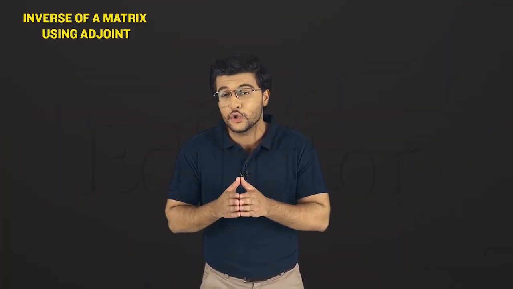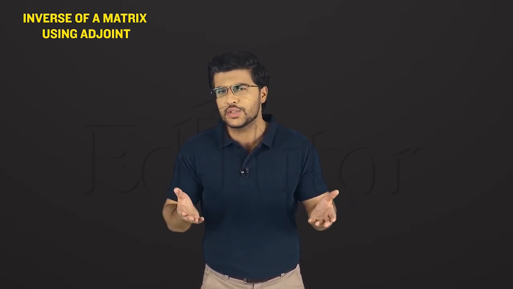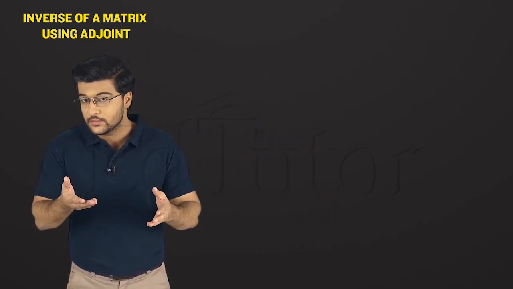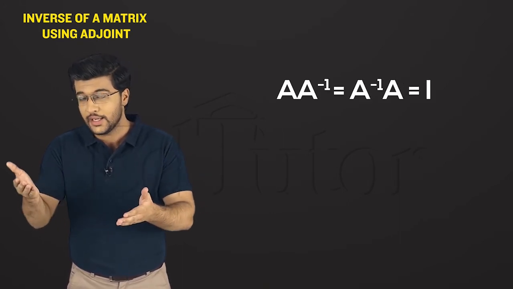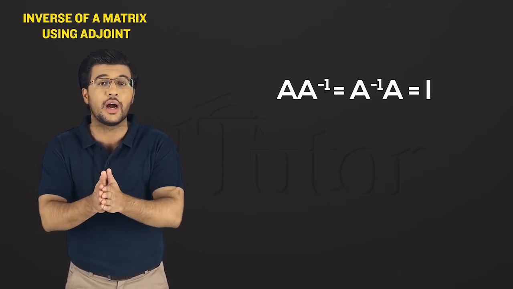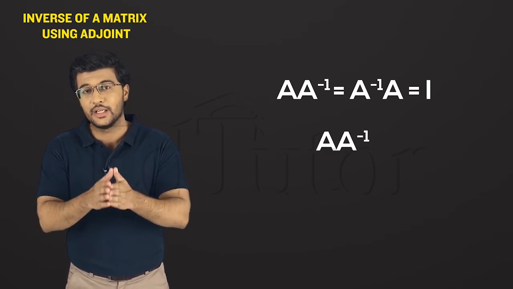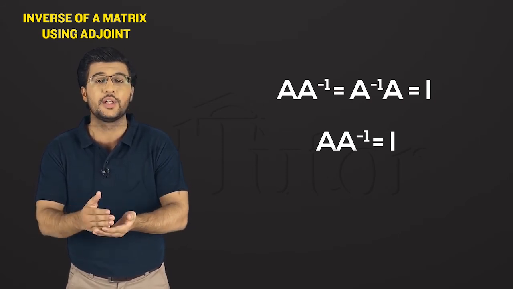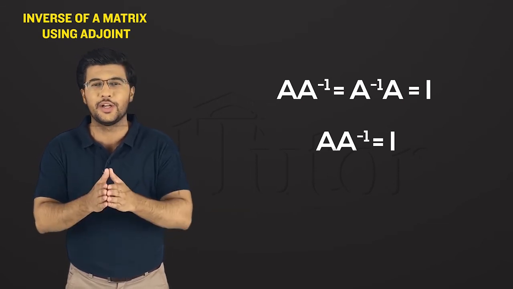But how can we be sure that this matrix is actually the multiplicative inverse and not just any matrix with some random numbers? Remember this relation? A into A inverse equals A inverse into A equals I. We can use it to verify our claim. Just focus on this A into A inverse equals I part. If the matrix that we found is actually the inverse of A, then A by the inverse of A should return a unit matrix. Let's see.